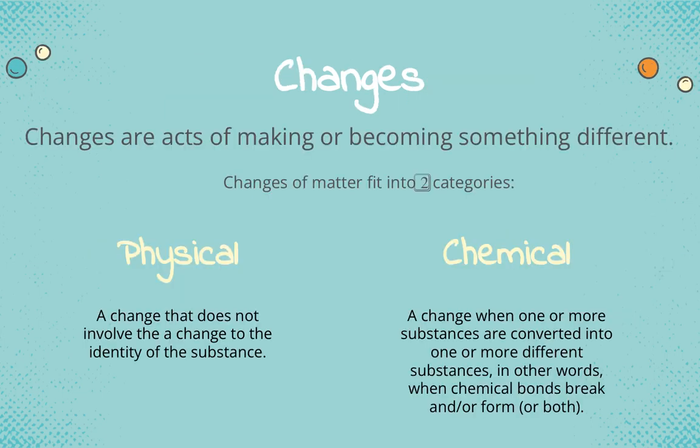So now let's discuss changes. Changes are the acts of making or becoming something different, and we're going to talk about two different subcategories in chemistry. You can have a physical change, which is a change that does not involve the change of the identity of the substance, so chemical bonds are not breaking and reforming. In a chemical change, one or more of the substances is converted into one or more different substances. In other words, chemical bonds break and then form, or both.